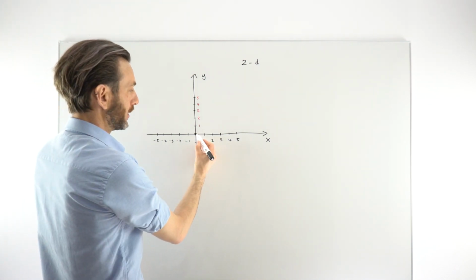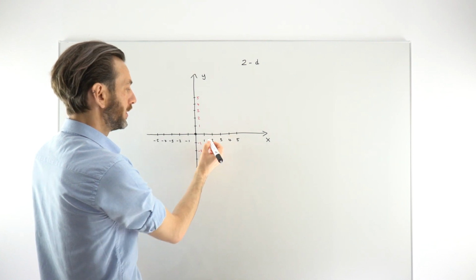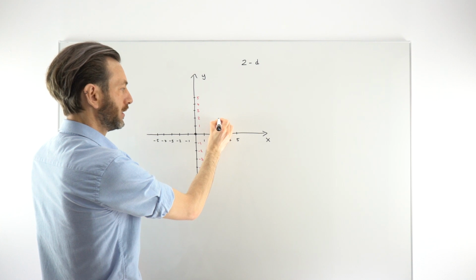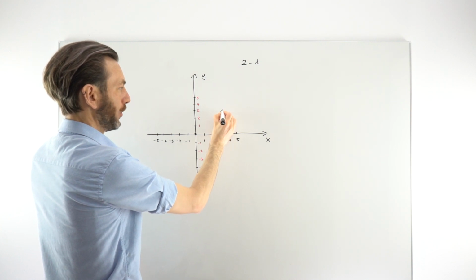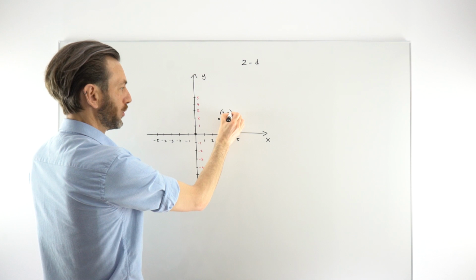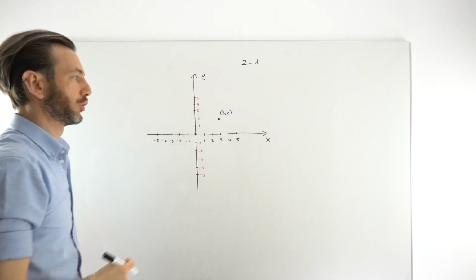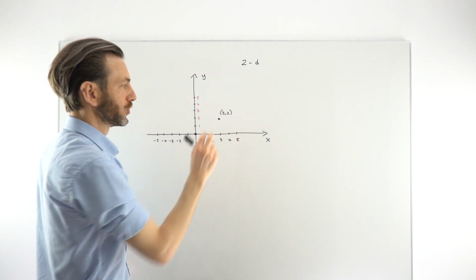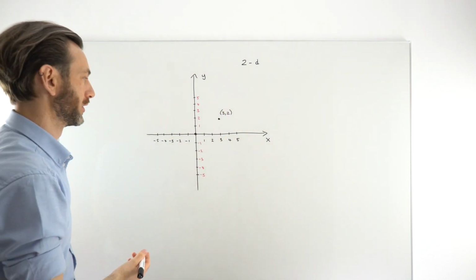If we wanted a point that was 3 along and then 2 up, so 1, 2, 3 along, 1, 2 up, that lands up here. And that is just the point 3, 2, because we put the x coordinate first and then the y coordinate. So that's the point 3, 2 specified by an ordered pair of xy coordinates.